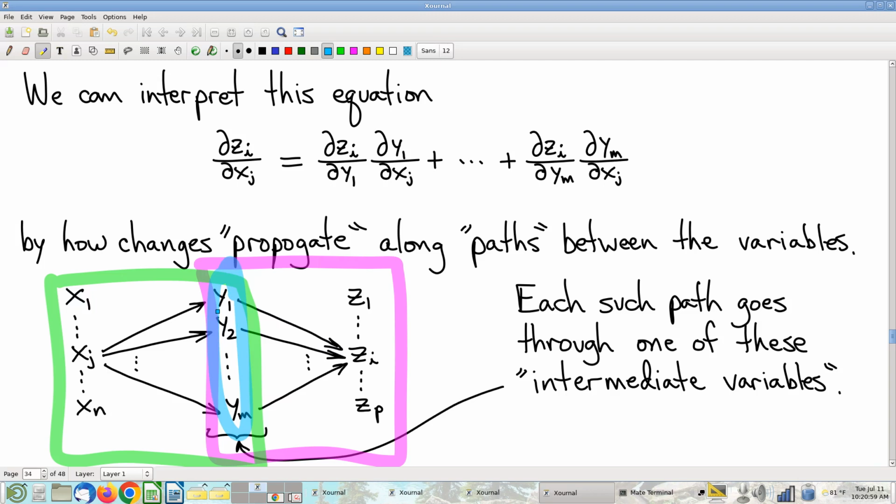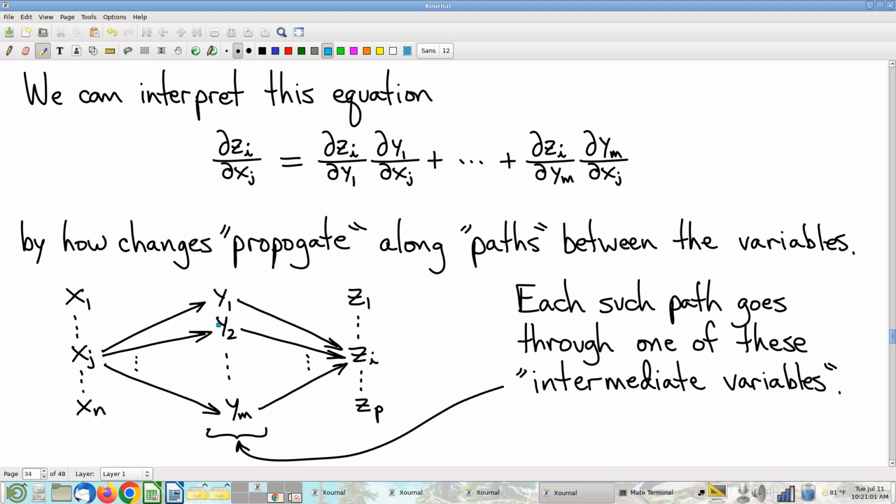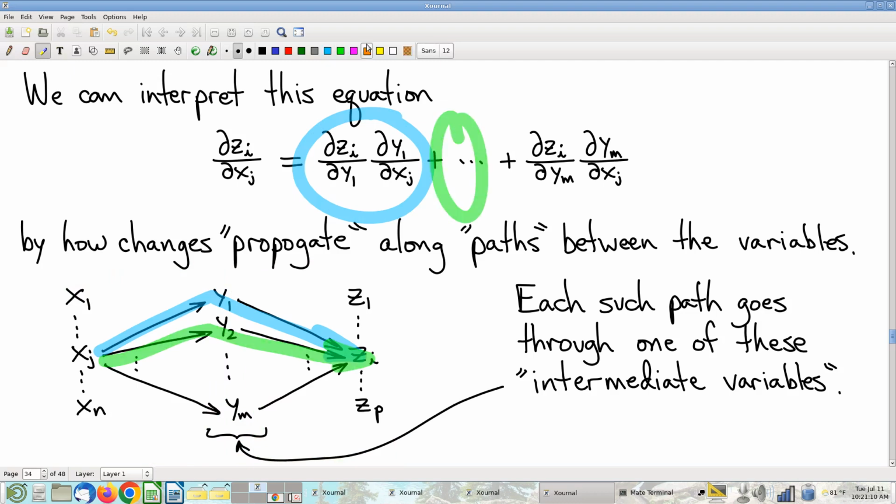Right? And once that's drawn, okay, well, first path, first term. Second path, second term. Et cetera, et cetera. Last path, last term. So you can generate your own chain rule every time as needed by understanding the relationship between the eventual formula and this idea of propagation of changes along paths.